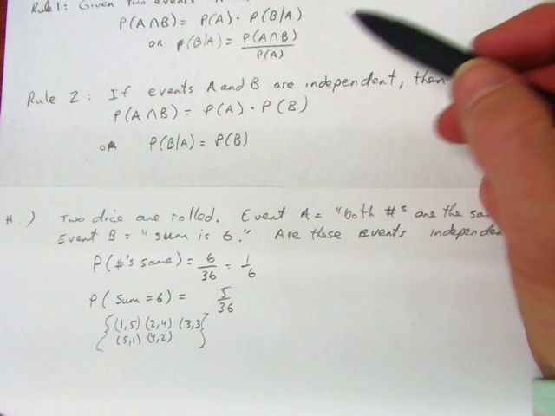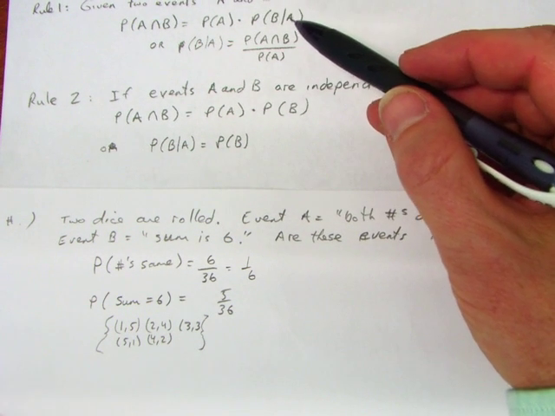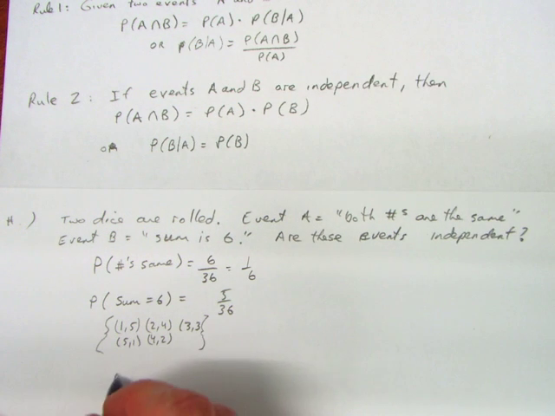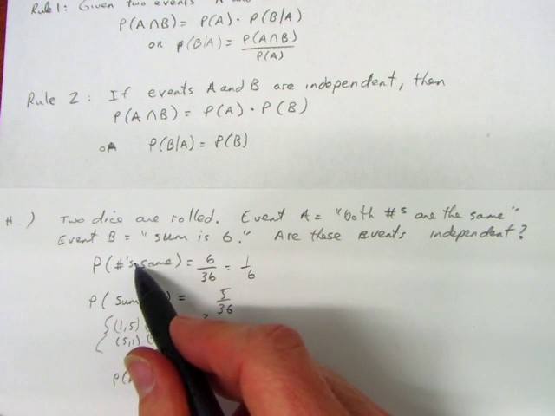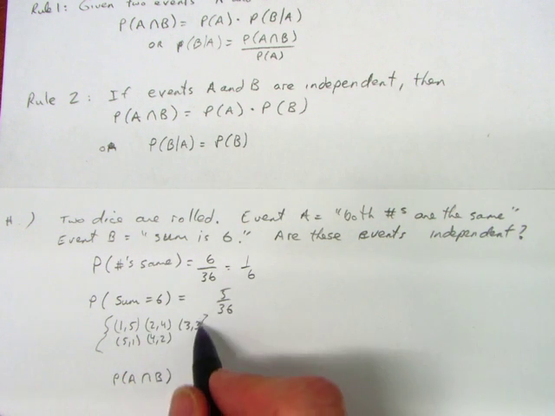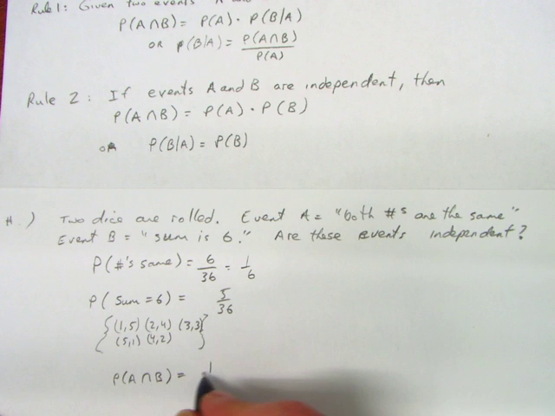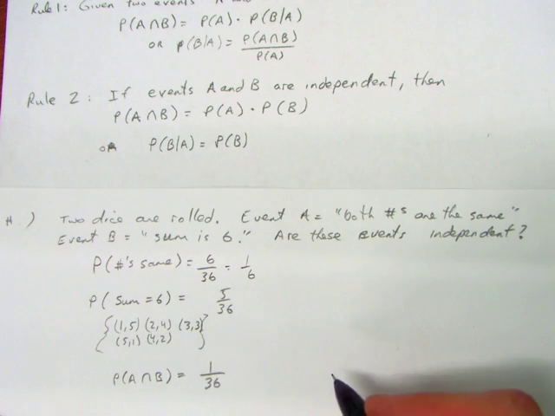Let's take a look at our first one here. The probability of A intersection B. What's common to both, the numbers are the same and the sum is 6? Well, it'd only be this one here, 3,3. So there would be one way to get it, and there are 36 possible.